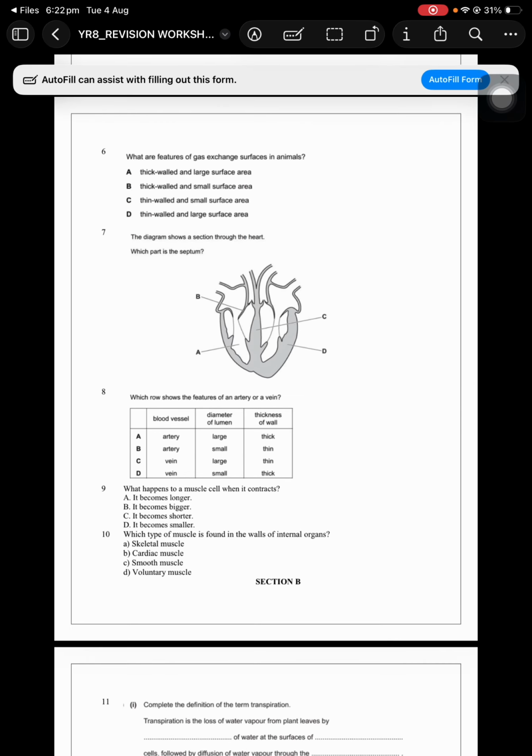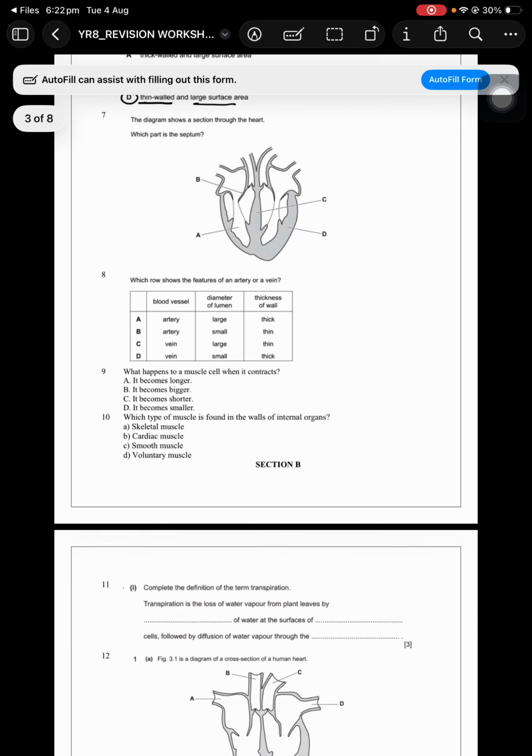Which are the features of gas exchange surfaces in animals? In animals, it could be talking about the alveoli, which we know has thin walls and a large surface area. So here it is thin walled and large surface area, which is found in the alveoli.